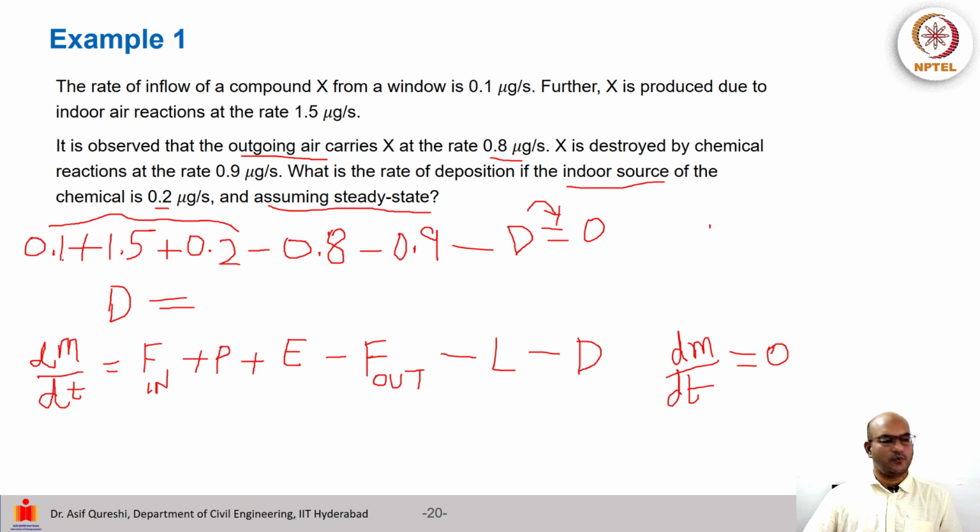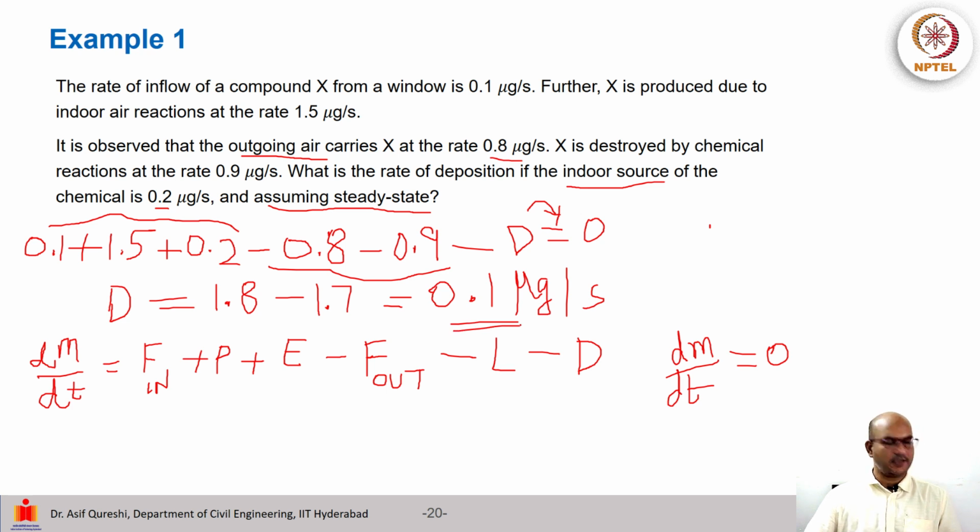So 1.8 minus these two, which is 1.7. So this will be equal to 0.1 microgram per second. So D is 0.1 microgram per second. Basically, we have to identify the terms, which term is which number, then set up the mass balance equation, and then solve for the unknown, which is D.